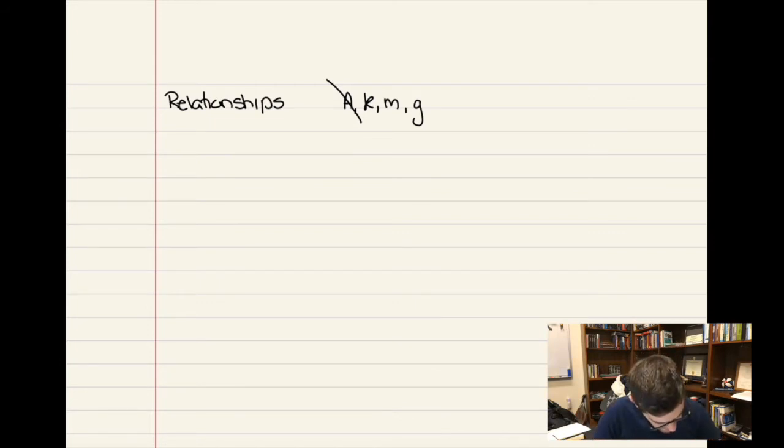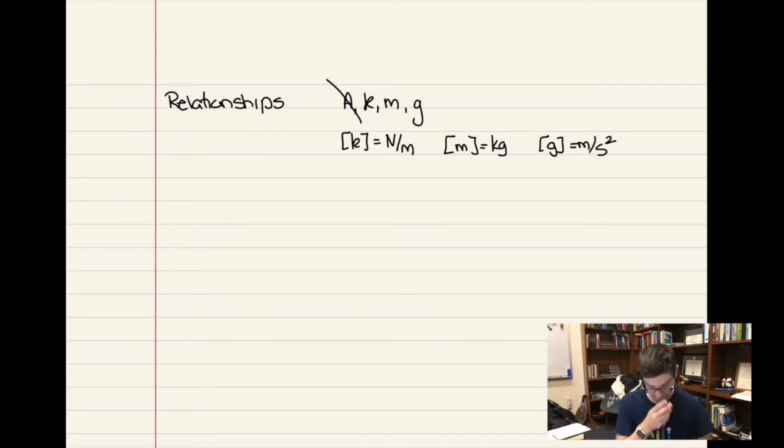So just to remind ourselves, the units of k, the spring constant, are newtons per meter. The units of mass are kilograms. Then the units of g are meters per second squared.